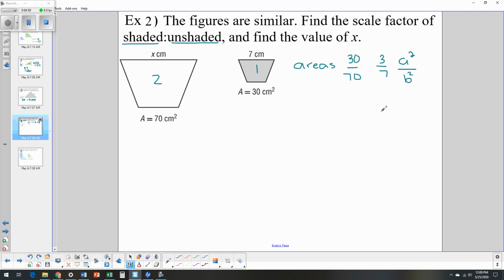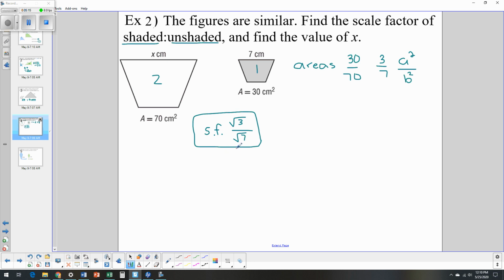So if I want to get to the scale factor, which is a to b, I have to take the square root of both of those. So my scale factor is going to be the square root of 3 to the square root of 7. All right, they don't have nice values. In the next problem, I promise they will. This is it. I'm going to leave it like this. This is my scale factor. Square root of 3 to square root of 7.